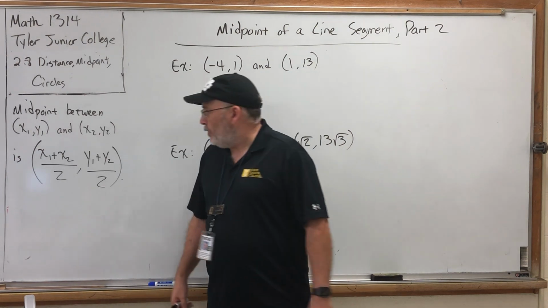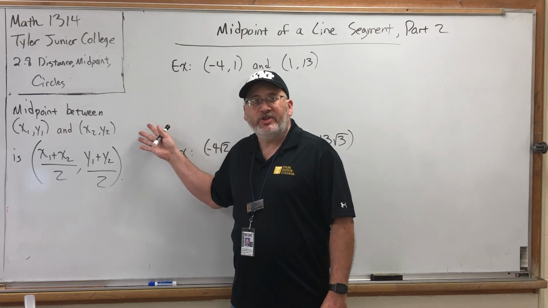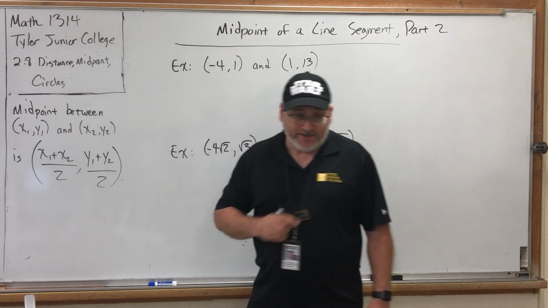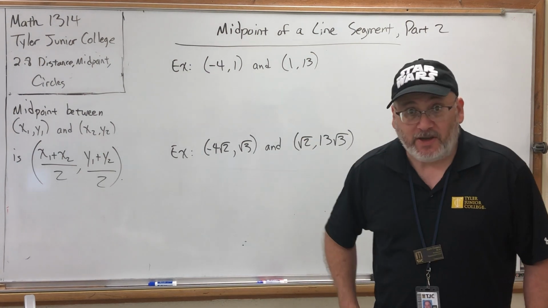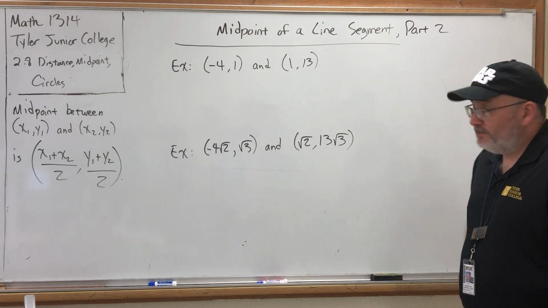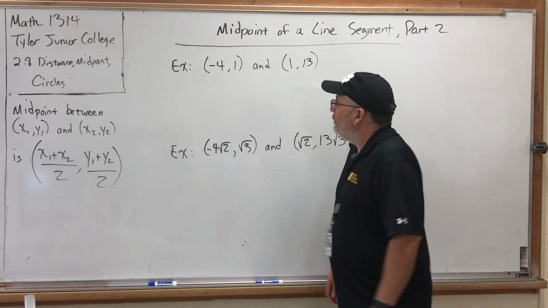In the previous video, we discovered the formula for the midpoint between 2 points. In essence, you average the x's and average the y's. Add them and divide by 2, if you will. In this video, we're just going to look at a couple of examples. So let's take a look at the first pair of ordered pairs.